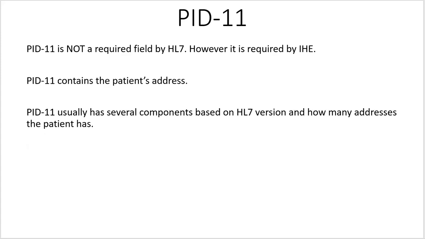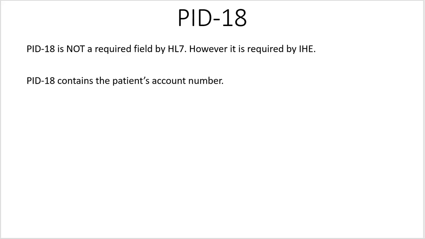PID 11 is not required by HL7, however it is required by IHE. PID 11 contains the patient's address. PID 11 usually has several components based on the HL7 version and how many addresses the patient has. PID 18, not required by HL7, is required by IHE, and contains the patient's account number.